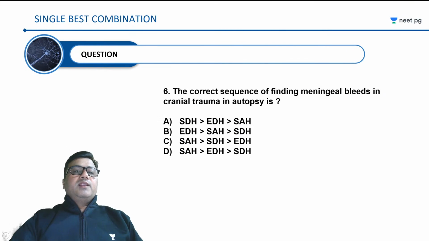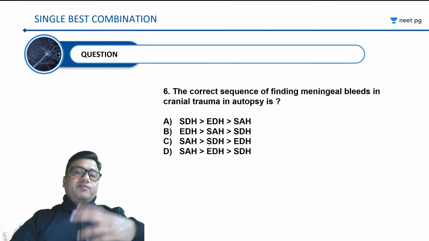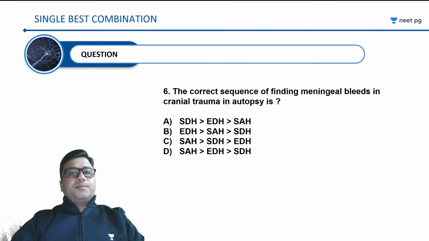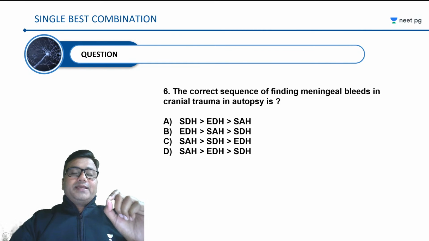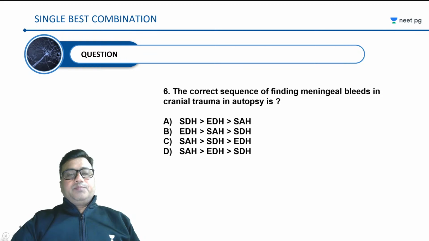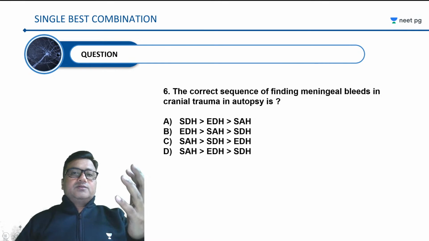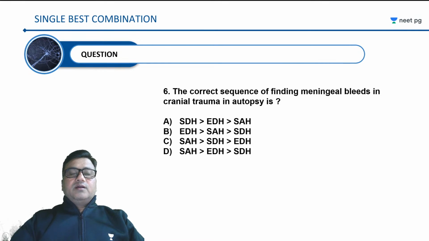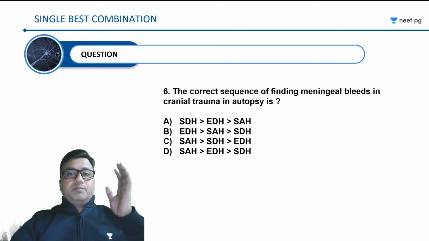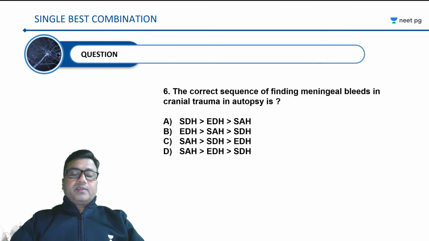Okay, now we move to a different kind of question which asks us to answer the single best combination. A question is given to us, and then the options have combinations of certain things that may be happening, depending upon what has been asked in the question, and we need to answer the single best combination. Let's try this question also.